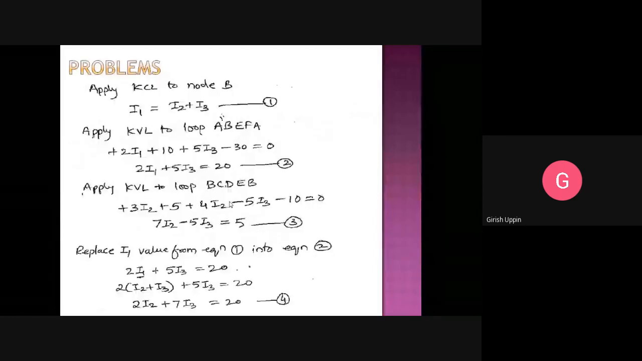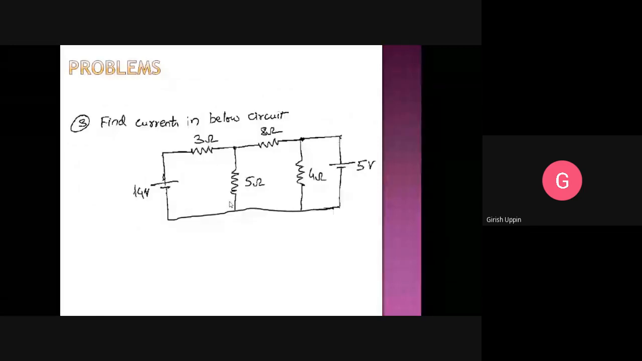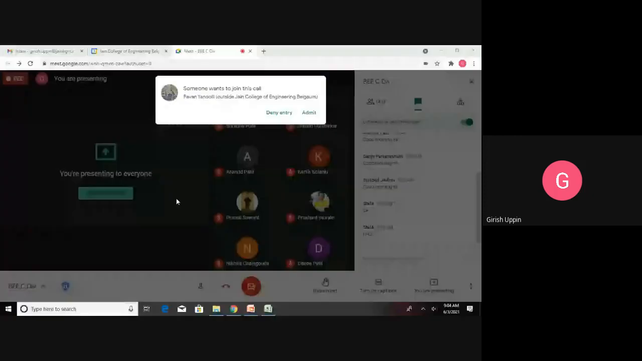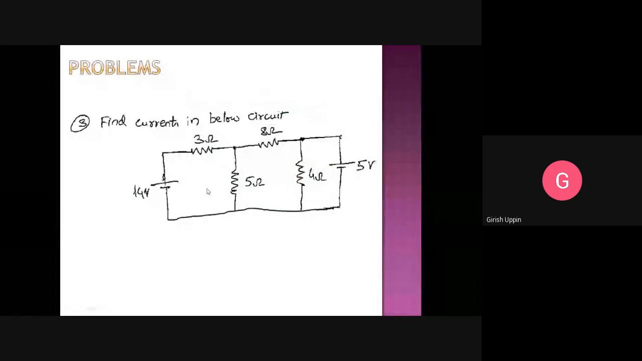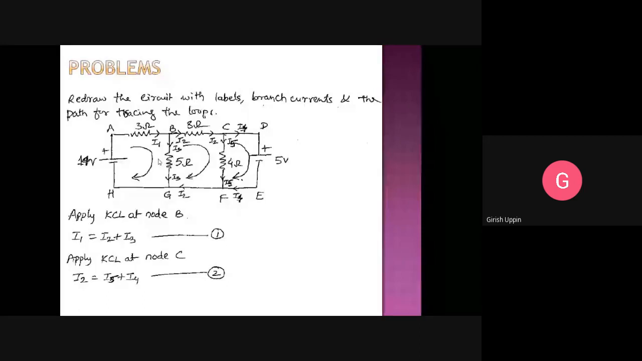Okay, so you can take this particular problem and you are going to solve it now. This particular circuit is given, find the currents in the below circuit. When they say find the currents in the below circuit, you have to find all the branch currents. For simplicity, all of us will follow the same convention. First we are going to mark the nodes. Let me go to the next slide so that we will have the same convention here. So this is A, this is B, C, D, E, F, G, H.